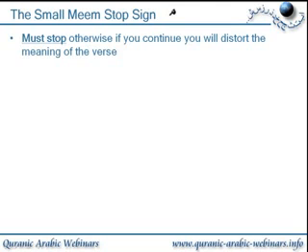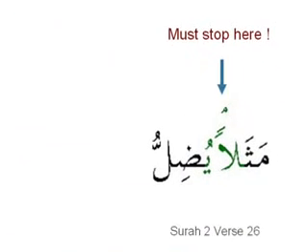Okay, now we'll look at the small meme. So again, we said for this small meme, which is like a meme with its tail cut in half, you must stop, otherwise if you continue you will distort the meaning of the verse. So this is a very important one. So let's look at an example.